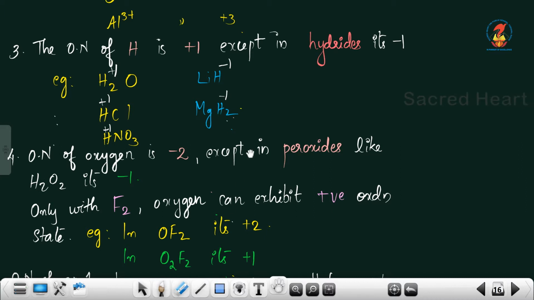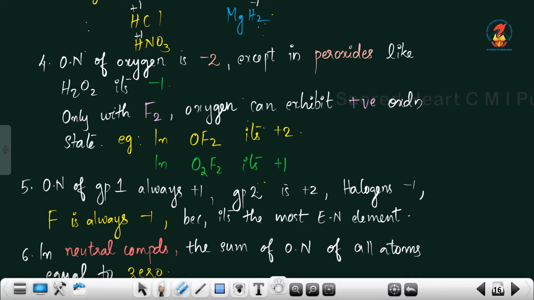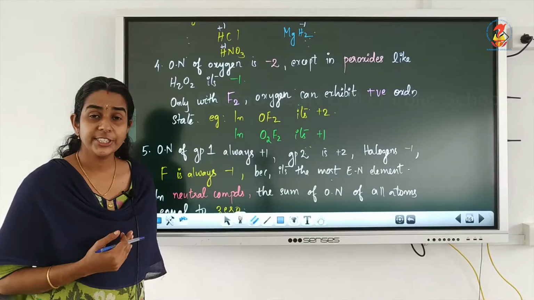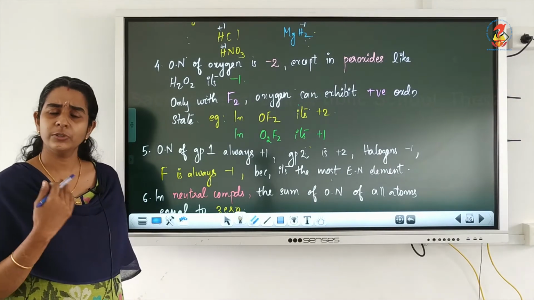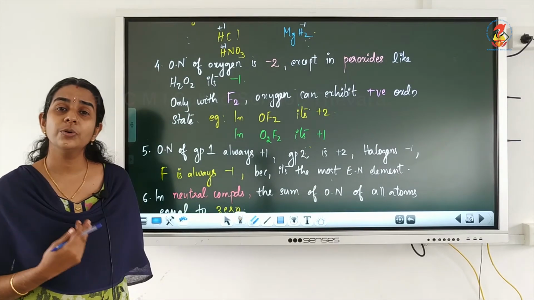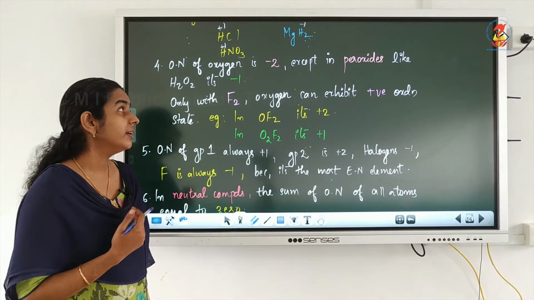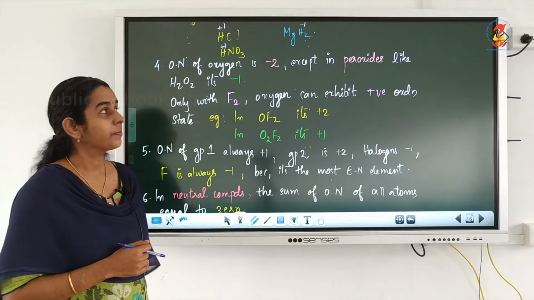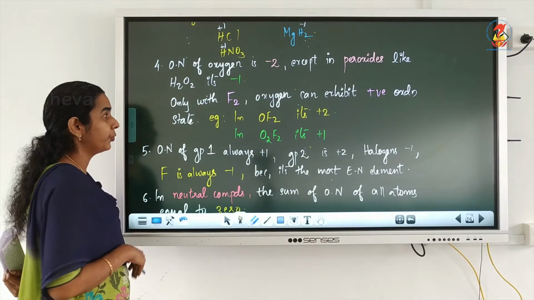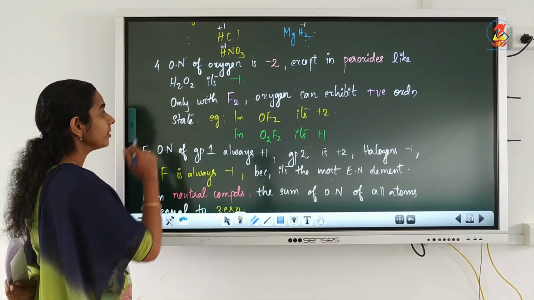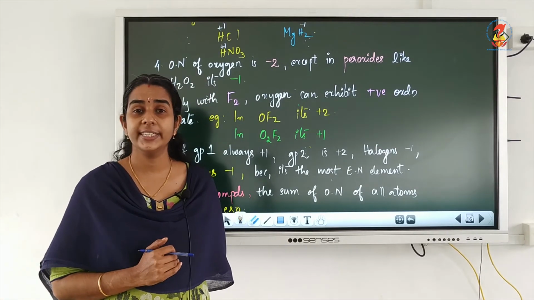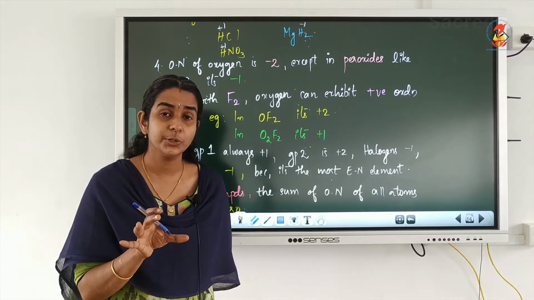Now the fourth rule is the common oxidation state of oxygen is -2. In most of the compounds, oxygen exhibits the -2 oxidation state or oxidation number, except in peroxides. In peroxides, it will be -1. For example, H2O2. Only with fluorine can oxygen exhibit a positive oxidation state. The common oxidation state is -2.